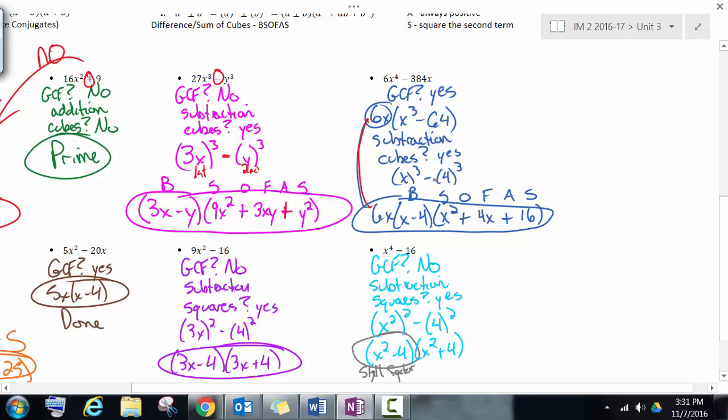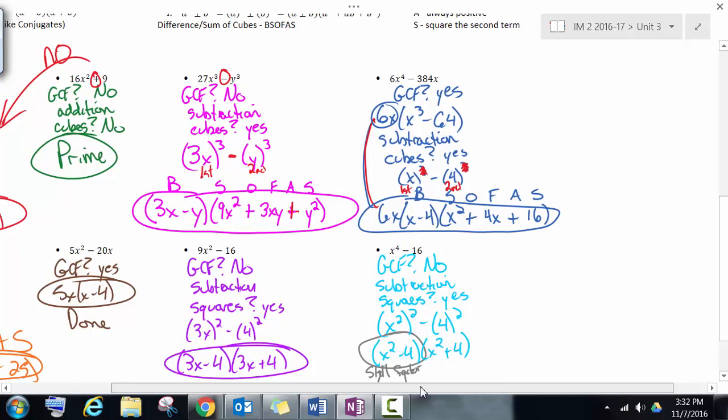Then binomial is the same thing as what we wrote here, without the cubes. So x minus 4, this is our first term, this is our second. So S, we square the first, x squared is x squared. O, opposite sign, it was minus, so now it's addition, it's plus. F is first times second, so x times 4, so 4x. A, always positive. And the last S is square again, but now we're squaring the second thing, so 4 squared is 16. So we have 6x, x minus 4, x squared plus 4x plus 16. So we have 3 parts to it. Got a lot going on there.